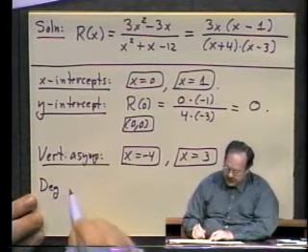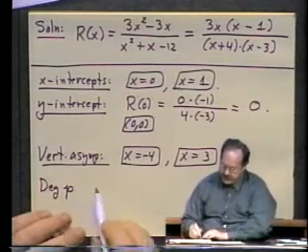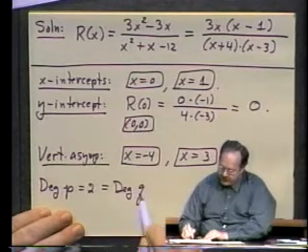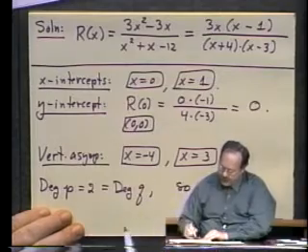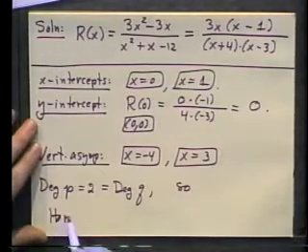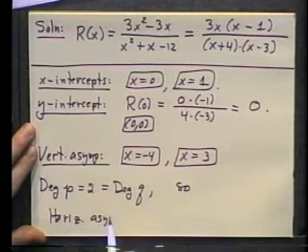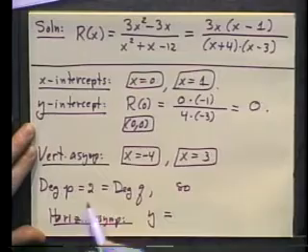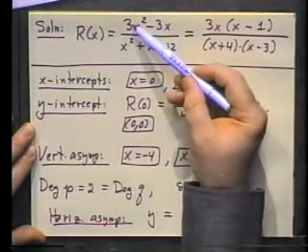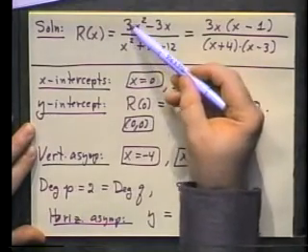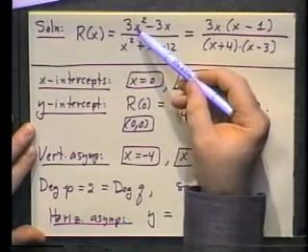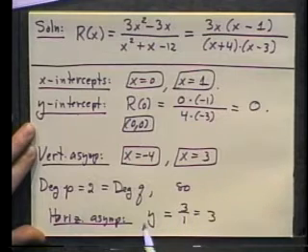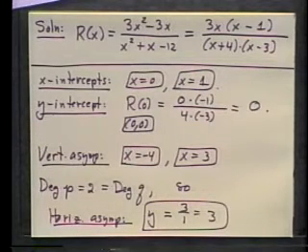I see that the degree of the top, the degree of P, is equal to 2, and that's equal to the degree of Q, the bottom in this case. So that means I have a horizontal asymptote, and that is y equals, since the degree is the same, I take the coefficient of the highest degree on the top and the one on the bottom, so I have 3 over 1. So the line y equals 3 is the horizontal asymptote.